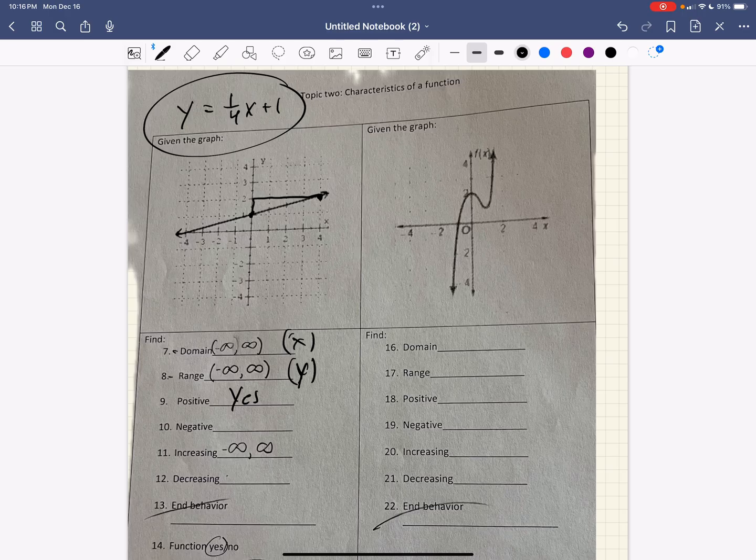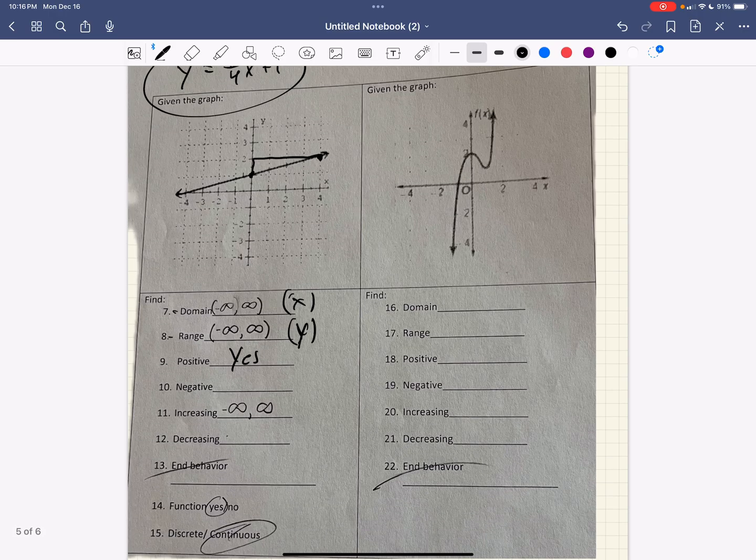Negative, I don't know. I mean, there's not really anything negative about the function. Increasing, I would agree. It is an increasing function. Negative infinity to positive infinity, decreasing. I'm not really sure exactly what they're asking for you there.